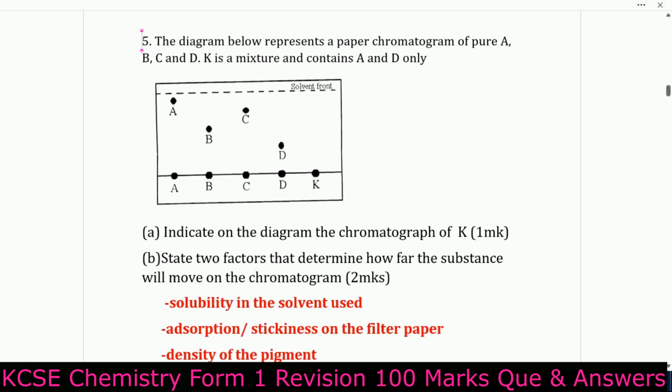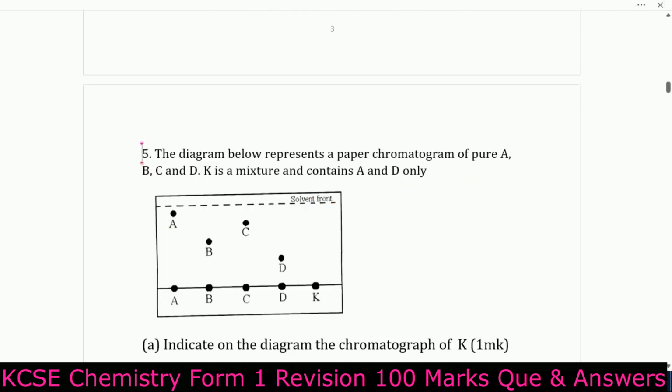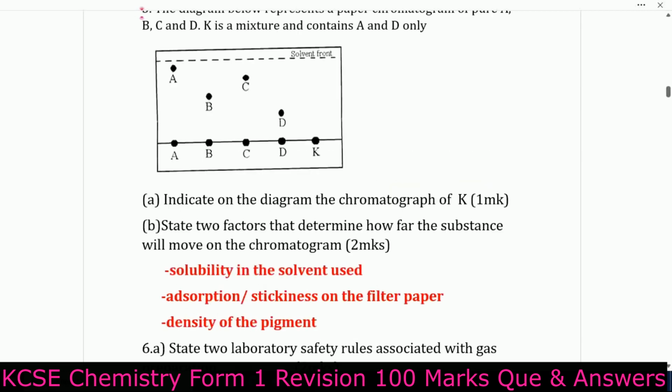State 2 factors that determine how far the substance will move on the chromatogram. What determines how far it can travel or move in the chromatogram? Number 1, solubility in the solvent used.